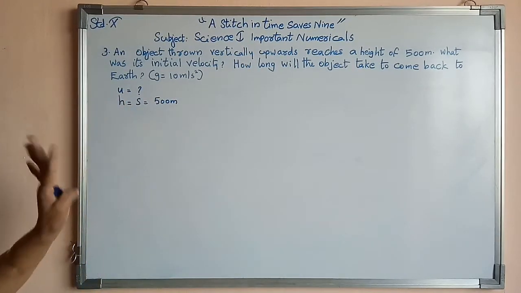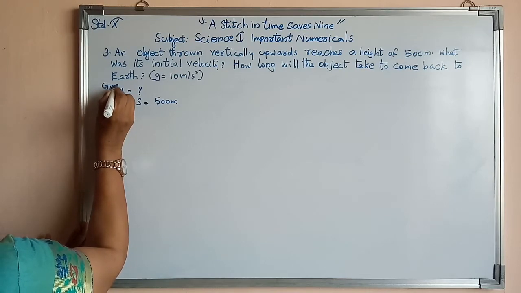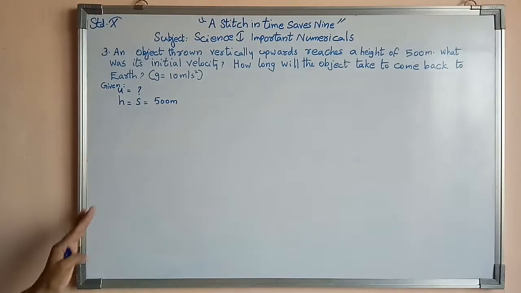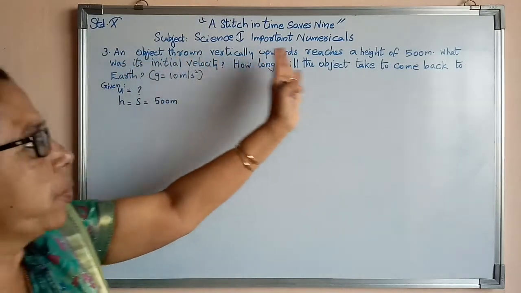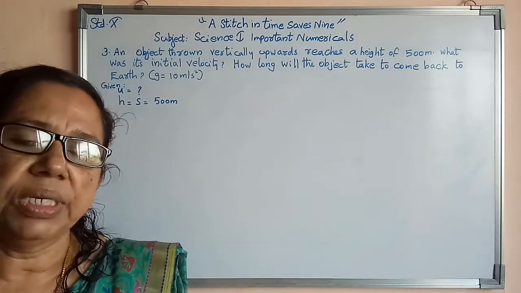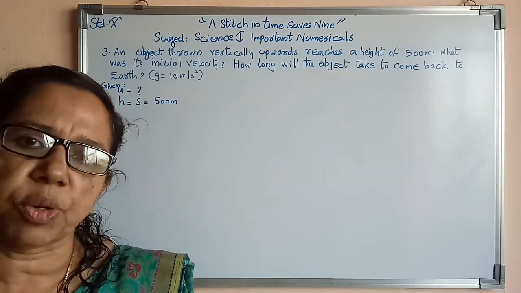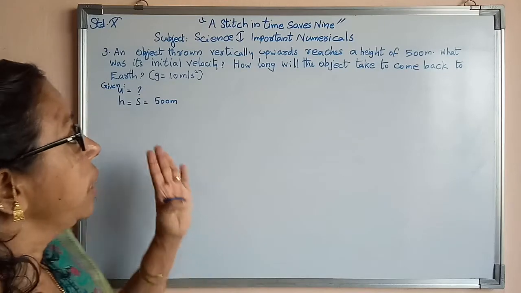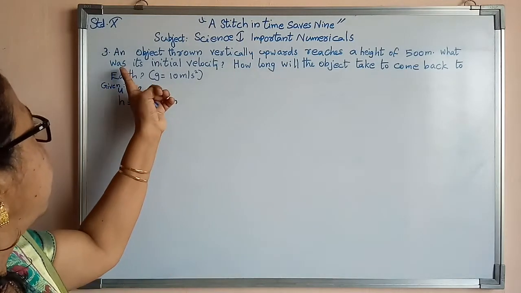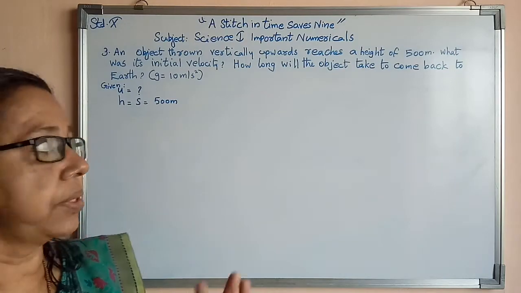Now before writing this, first we can write "given", G-I-V-E-N, then two dots. Afterwards, u we don't know. With which velocity we threw that object upwards we don't know. So u we have to find out. u means the initial velocity of that object. That means u we have to find out.